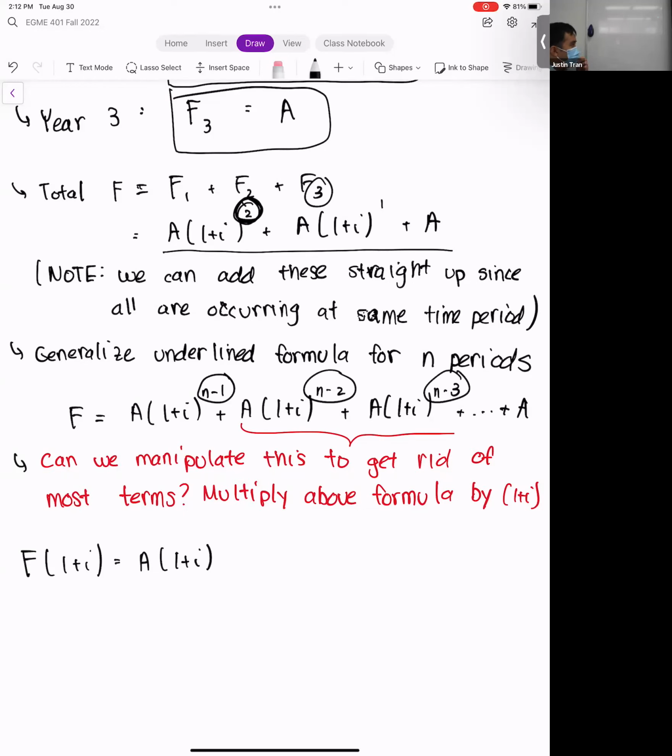I was a little bit confused. If you want to go back and change your notes, the previous formula should be F is equal to A times 1 plus I, starting at N minus 1, and then it goes down to 1 from there. Okay. And so when we multiply the entire formula here by 1 plus I on the bottom, then we start at N.